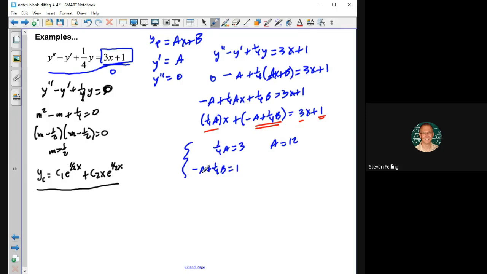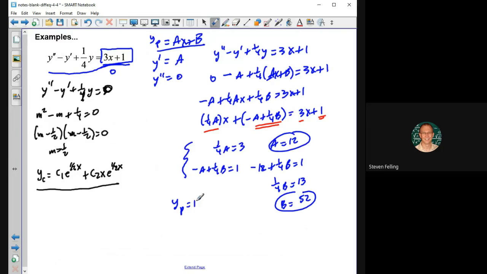And then now that I know that a is 12, I could just plug that in with substitution. Negative 12 plus 1/4 b equals 1. So that would be 1/4 b equals 13. And therefore, b equals 13 times 4, which is 52. So now that I know what a and b are, I can write them in to get the yp, which is 12x plus 52.